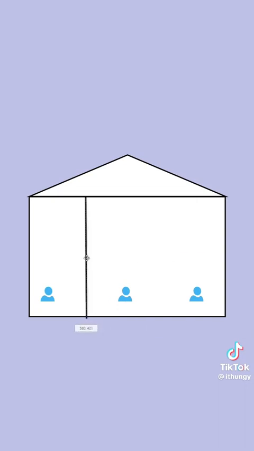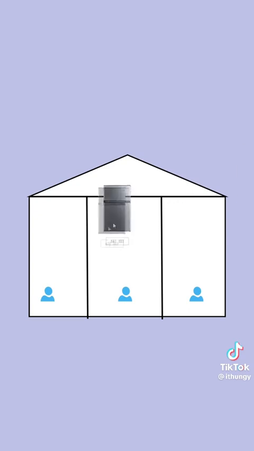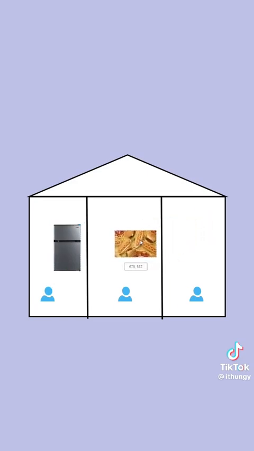So we'll add walls, right? Now with these walls, we allow it to have 3 different private rooms. So now if the first person wants a mini fridge, only this person will have access to it. The second person is going to have food, and this person will only have access to it. And the third person will have jobs.